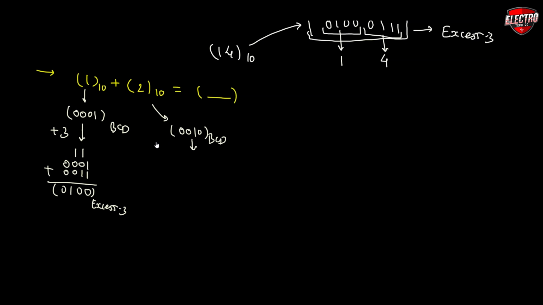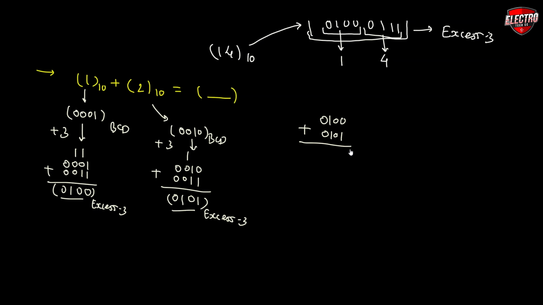And if we add 3 in the second decimal BCD code, then we get 0010 plus 0011, and if we add both these BCD numbers, then we get the Excess-3 code. 0 plus 1 is equal to 1, 1 plus 1 is equal to 0 with 1 carry, 1 plus 0 is equal to 1, and 0 plus 0 is equal to 0. So this one is the second Excess-3 code for the second decimal number.